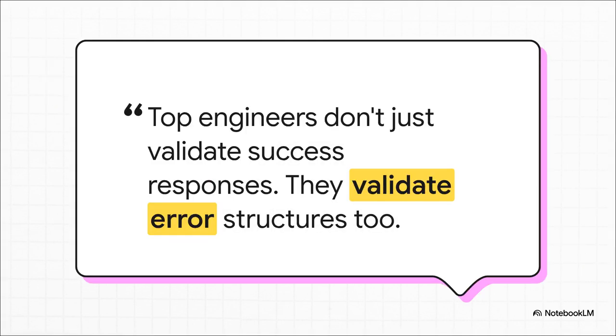Okay, now listen closely, because this is an insider tip you won't find in most tutorials. The top 1% of engineers, they don't just validate success responses. They validate their error structures too. They make sure that even when the API fails, it fails in a predictable, consistent way. This is absolutely critical for the front-end team to handle errors gracefully.